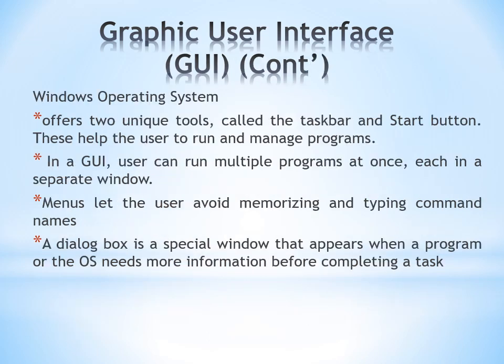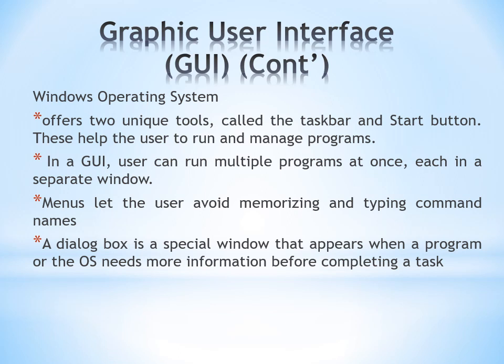In the graphic user interface, for example, the Windows operating system offers two unique tools, let's say the taskbar and the start button. Okay, each operating system has its own unique design. For example, in Windows, we have a taskbar and the start button at the bottom left. Okay, and it is used to run and manage programs.